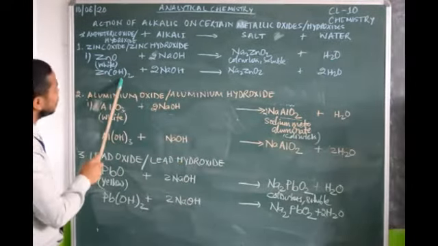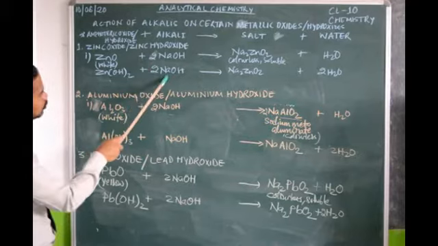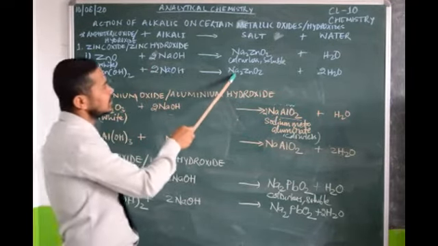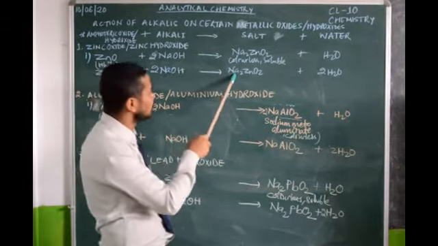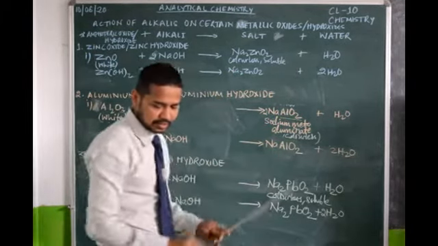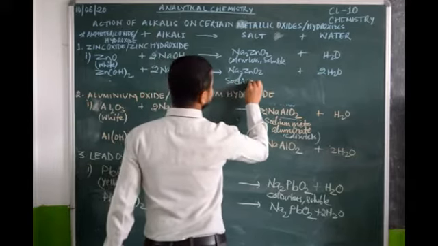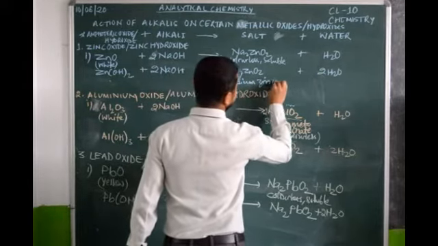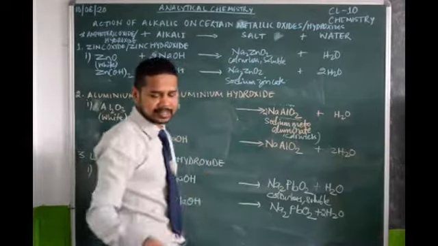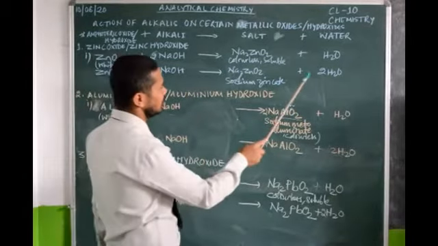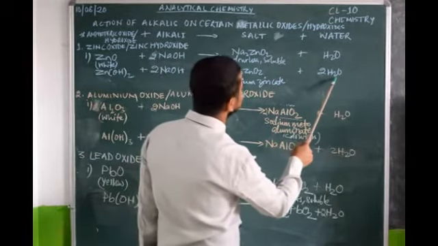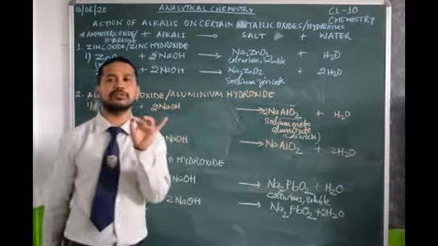Now zinc hydroxide, when it reacts with sodium hydroxide, the salt is the same: sodium zincate. What is the name of the salt? Sodium zincate. We will get the same salt, sodium zincate, plus 2 molecules of water. Now I am telling you the difference.